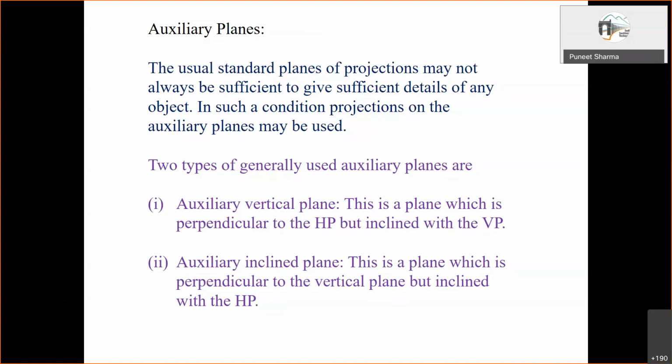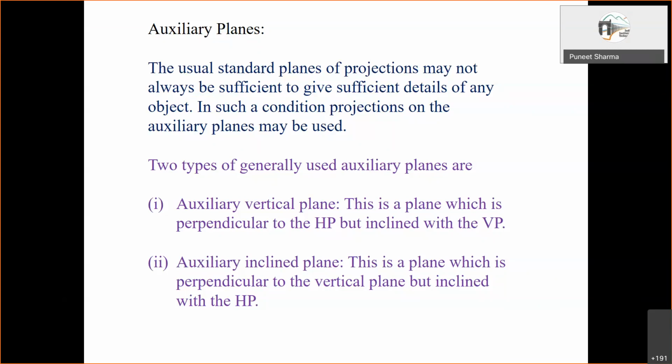What is an auxiliary vertical plane? We have the vertical plane and the horizontal plane, and both are mutually perpendicular. When we use an auxiliary vertical plane, it will be perpendicular to the horizontal plane, but it will not be parallel to the usual reference vertical plane. It will have some inclination to it. So an auxiliary vertical plane will be inclined with the vertical plane, but perpendicular to the horizontal plane. Then we could have an auxiliary inclined plane.